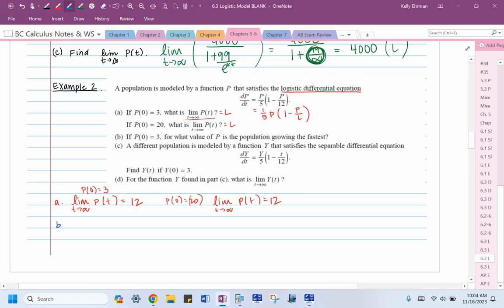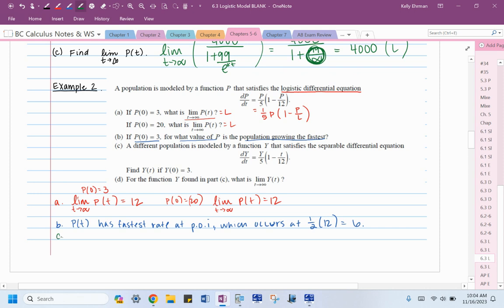For part B, if P of 0 equals 3, for what value of P is the population growing the fastest? Remember, that's at the inflection point. So P of t has the fastest rate, growing the fastest, at points of inflection, which occurs at 1/2 of 12, or 6. What value of P? P equals 6.